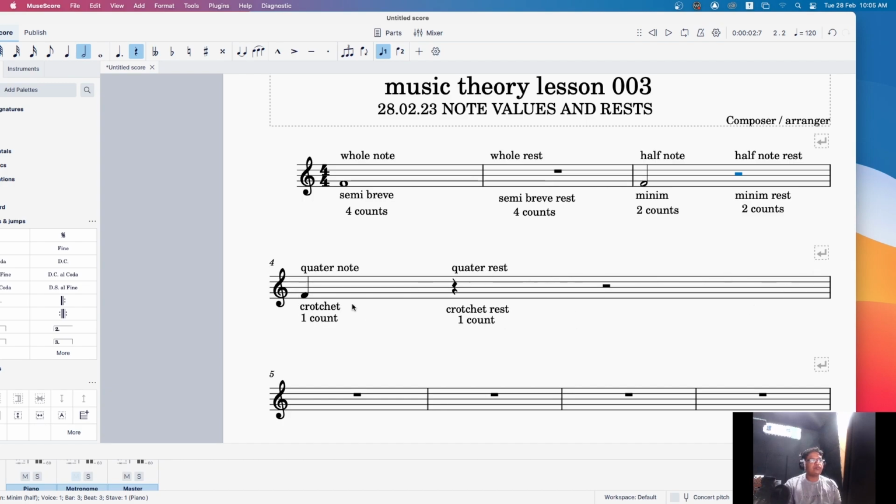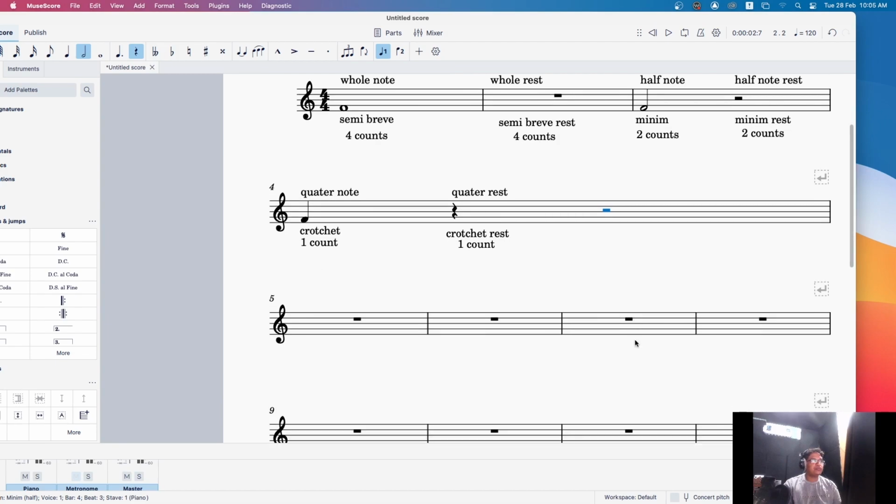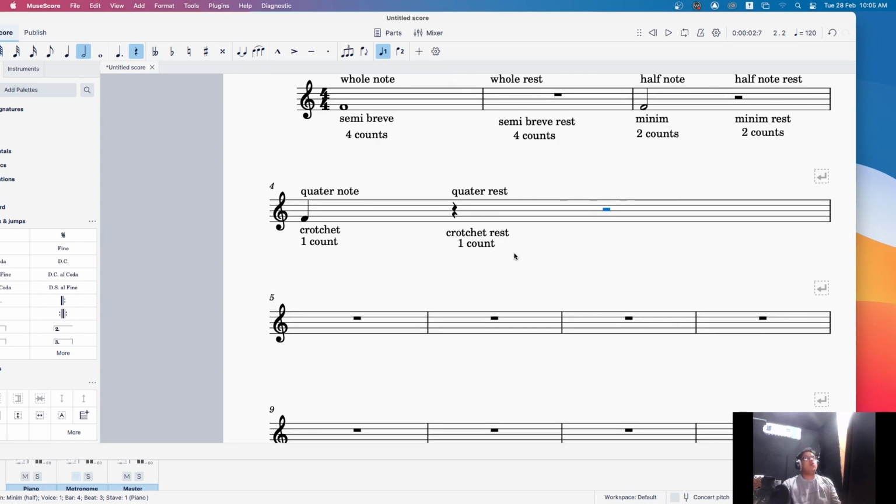Okay, 1 count, the quarter note, crotchet rest. Now 1 plus 1, 2 counts. So the remaining 2 counts are filled up by this minim rest. Okay, I hope this is very clear now. Next to the quarter note, it is the quaver.